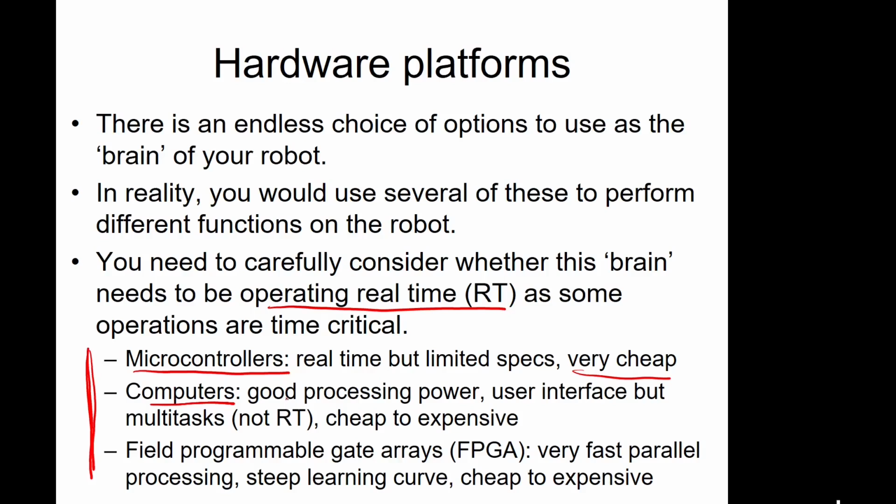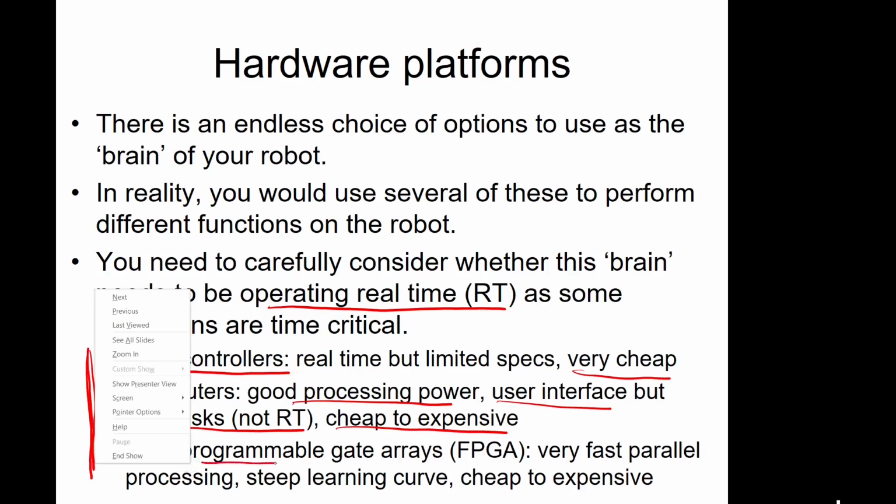But computers, generally speaking, have good processing power. They can do a lot of number crunching. They've got the user interface. A computer is a lot more expensive than a microcontroller. But they multitask, so they're not real time. Because they're doing lots of jobs at once, they're not real-time systems. I've mentioned FPGAs there, which I'll come back to in a little bit when I mention a specific system.